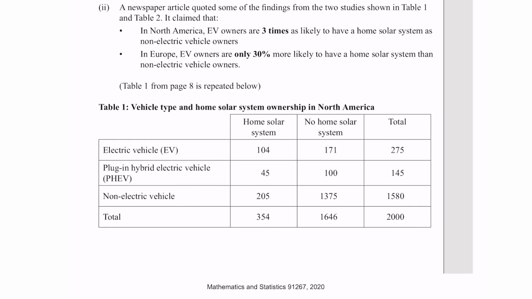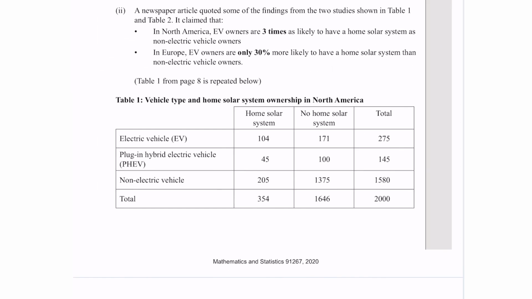Anyway, so final part. A newspaper article says that in North America, EV owners are 3 times as likely to have a home solar system as non-electric vehicle owners, and in Europe, they are only 30% more likely to have a home solar system than non-electric vehicle owners. We want to test these hypotheses, I guess. So I'm going to go over this quite quickly.